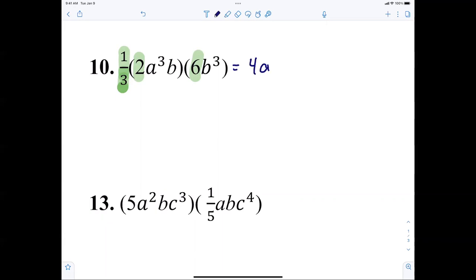4a to the what? Nope. You made a mistake because you combined the A's and the B's. You don't combine letters. Oh, so it's 4A to the? To the 6th. No. Only to the third, because that's the only one. That's right. 4a to the third and b to the.